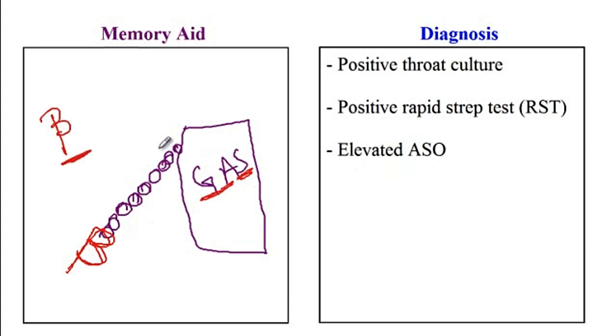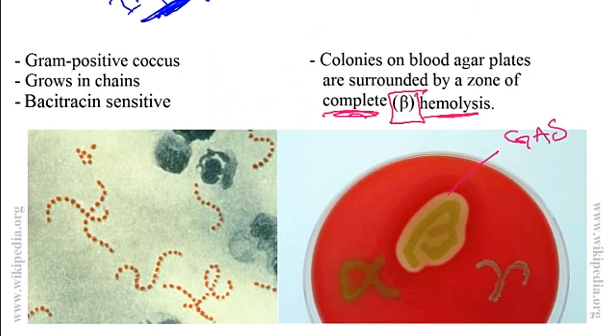So group A Streptococcus are gram-positive cocci that grow in chain and are beta hemolytic. And then one other feature was that it's bacitracin sensitive. So here is a review: bacitracin sensitive, grows in chain, gram-positive cocci, and beta hemolytic.